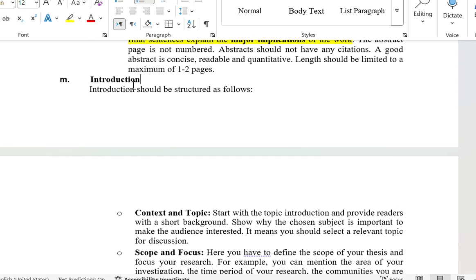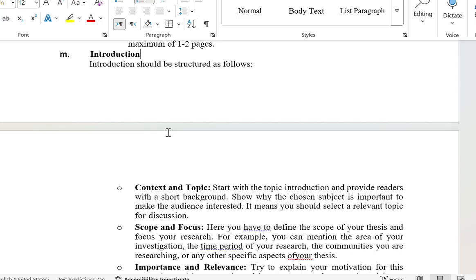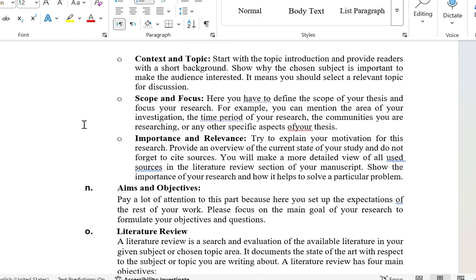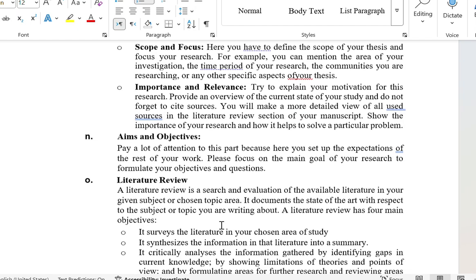So, the introduction. When we're talking about the introduction, it should be structured as follows: the context of the topic, then the scope and focus of the topic, and the importance and relevance. Why this is important, what is the relevance that you are studying. Okay, what's the relevance? You have to mention these things.